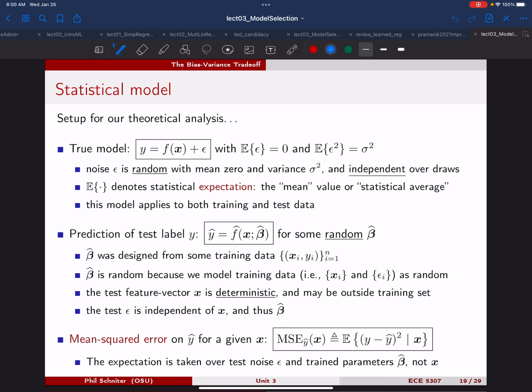So today is one of the most important days in the semester in terms of what we're learning, because we're going to learn one of the most fundamental ideas in machine learning, which is the idea about generalization and the bias variance trade-off.